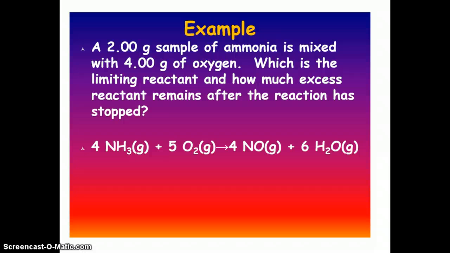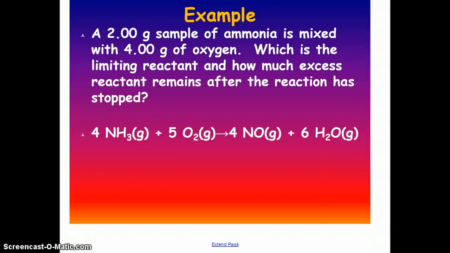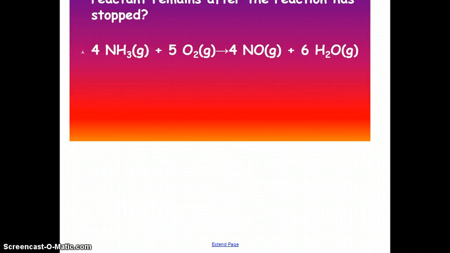All right, let's look at another problem. In this one, we have 2 grams of ammonia and 4 grams of oxygen. It wants to know which is the limiting reactant and how much excess we have left after it stops. So again, we're going to do 2 stoichiometry problems. We got 2 grams of ammonia, and we're going to convert that to, I chose NO just because water is usually a byproduct, so I chose to go to NO to see how much NO we have.